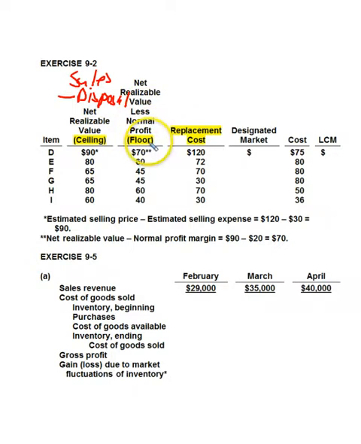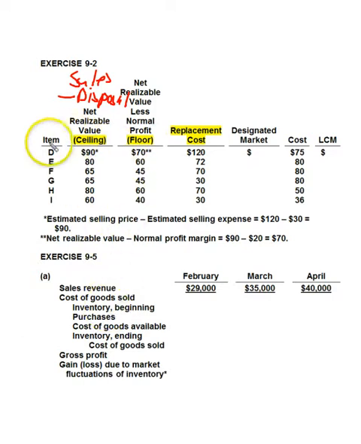And that would be our floor. So we have three things we're going to look at when we try to arrive at a designated market value. The replacement cost, of course, but we also want to look to see that it doesn't exceed the net realizable value and it does not go below net realizable value less a normal profit margin.